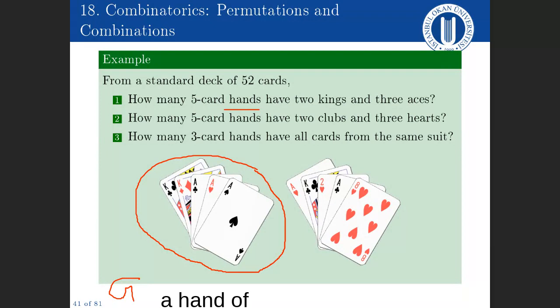So question 1, how many 5 card hands have 2 kings and 3 aces? In other words, how many ways can we get 5 cards which have 2 kings and 3 aces? How many 5 card hands, or 5 card collections, or 5 card sets, whatever word you want to use, have 2 clubs and 3 hearts? How many 3 card hands have all cards from the same suit?